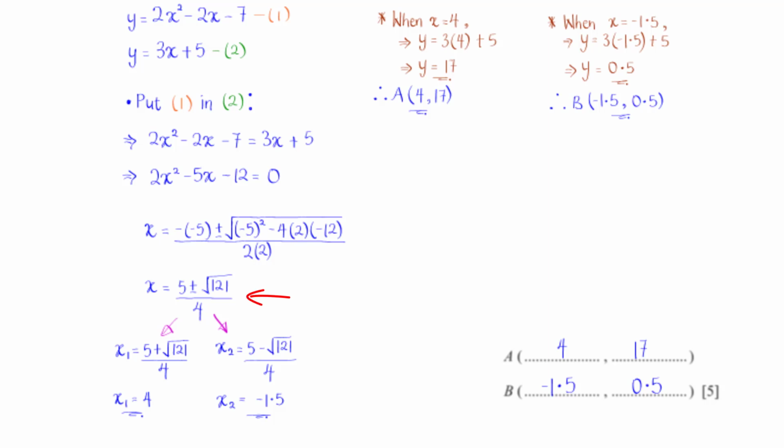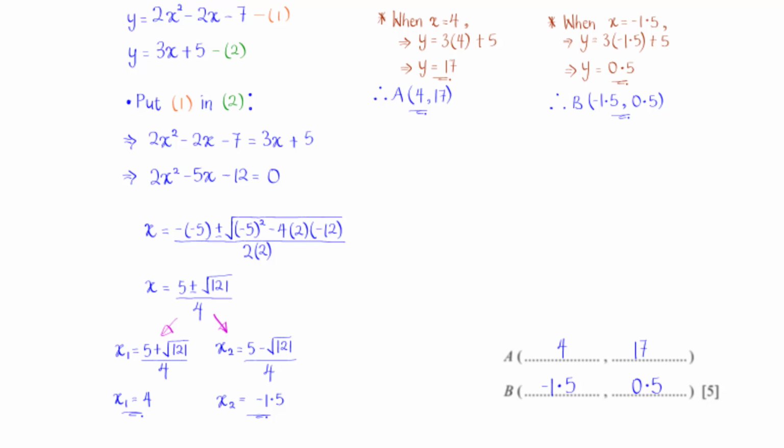For the first value of x, we have (5 + √121) / 4, and this gives us 4. For the second value of x, we have (5 - √121) / 4. This gives us -1.5. Since A is on the positive side of the x-axis, it means that the x-coordinate of A is 4. And since point B is on the negative x-axis, the x-coordinate of point B is -1.5.